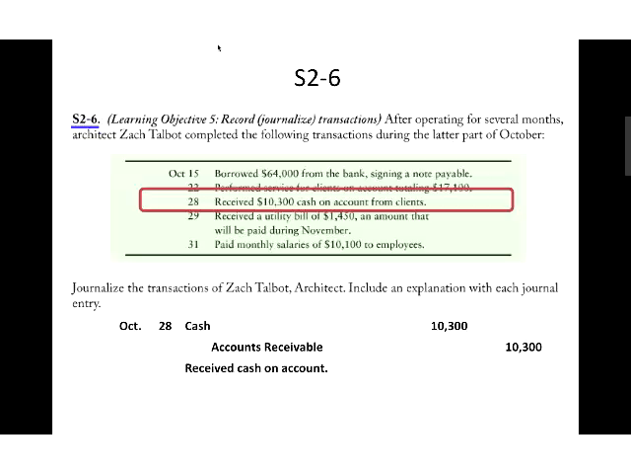So what we're going to see here is we're going to debit cash because we're increasing it. Cash is an asset, and then we're going to credit accounts receivable for the $10,300. Accounts receivable is an asset. It's being decreased because the clients are paying off what they owe us.